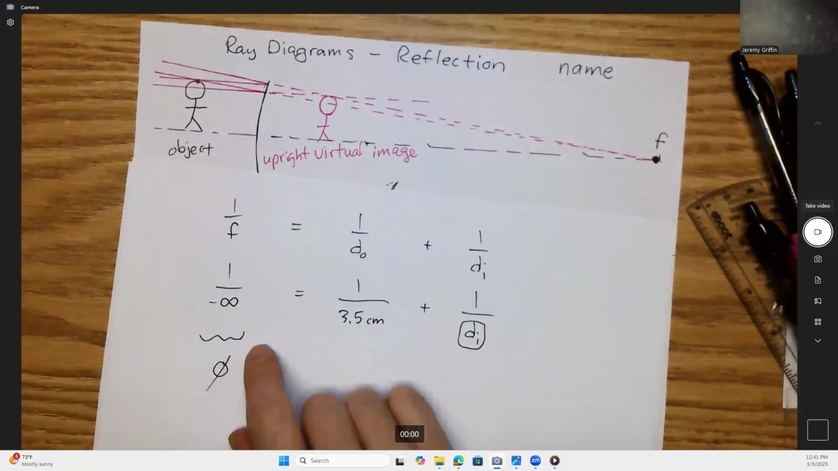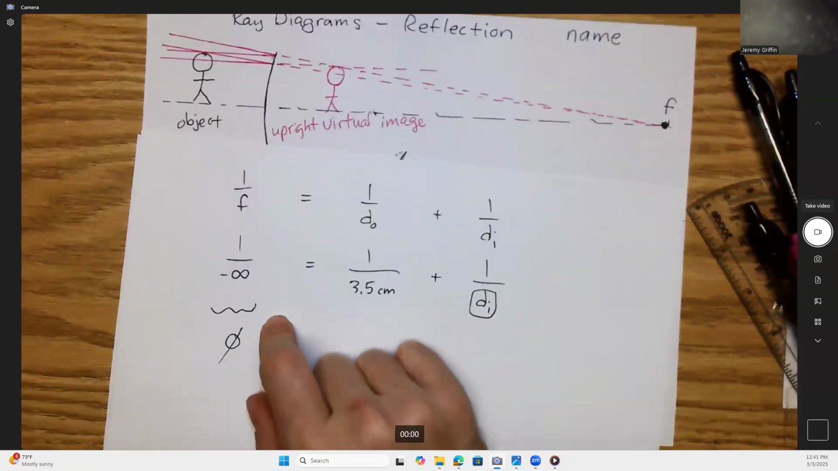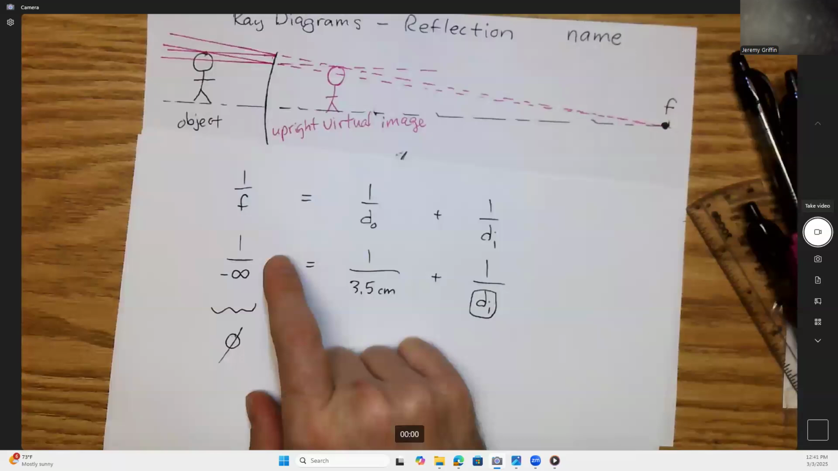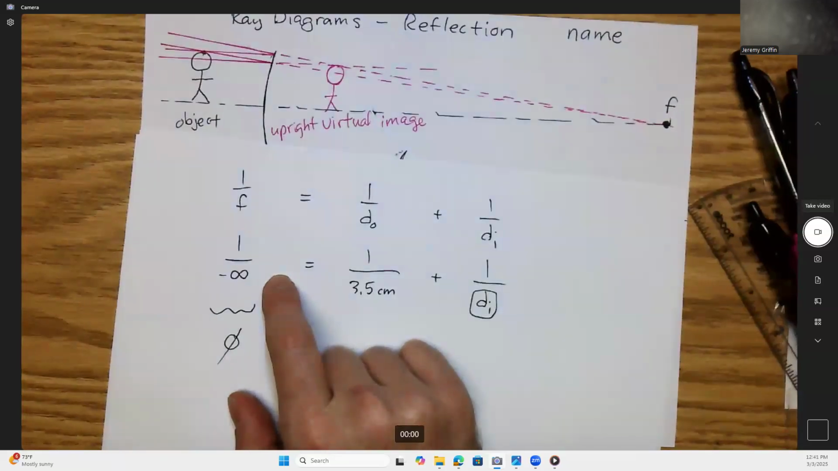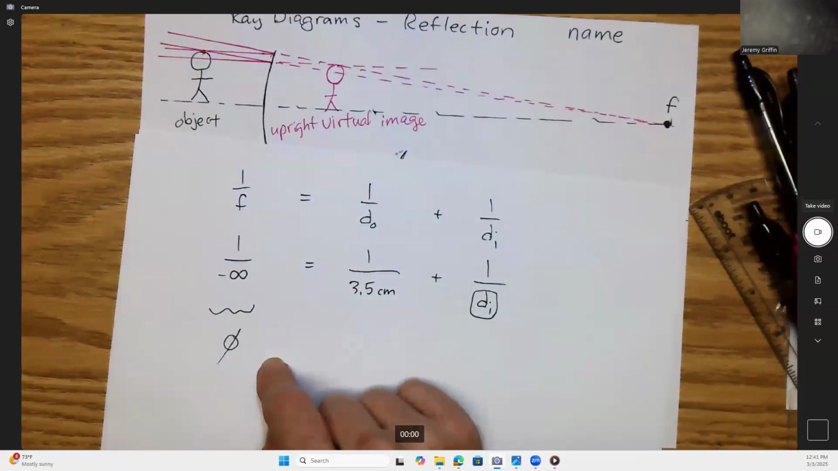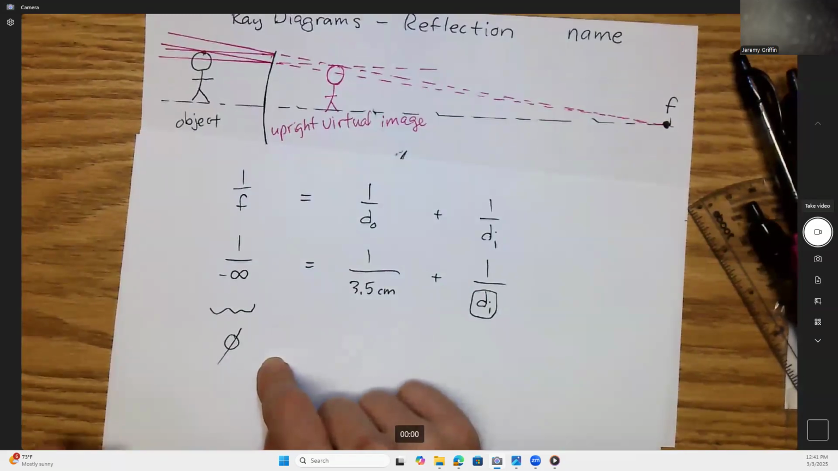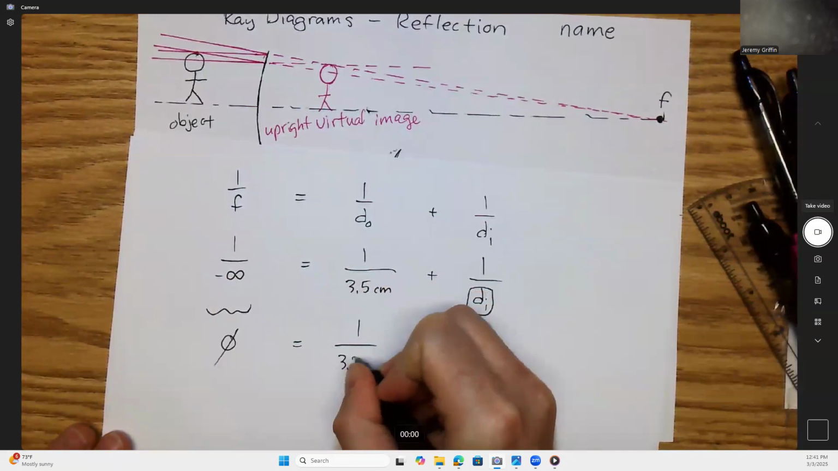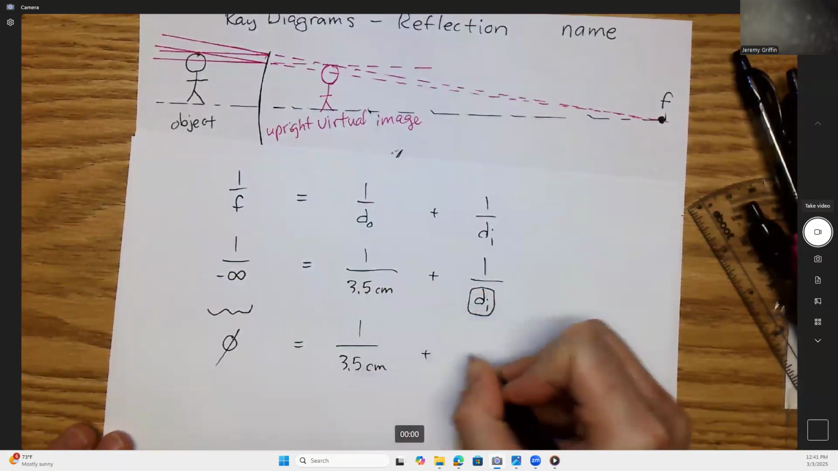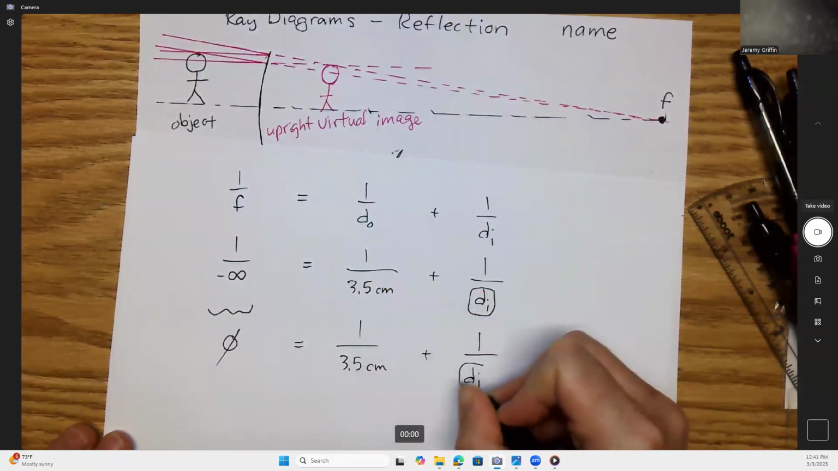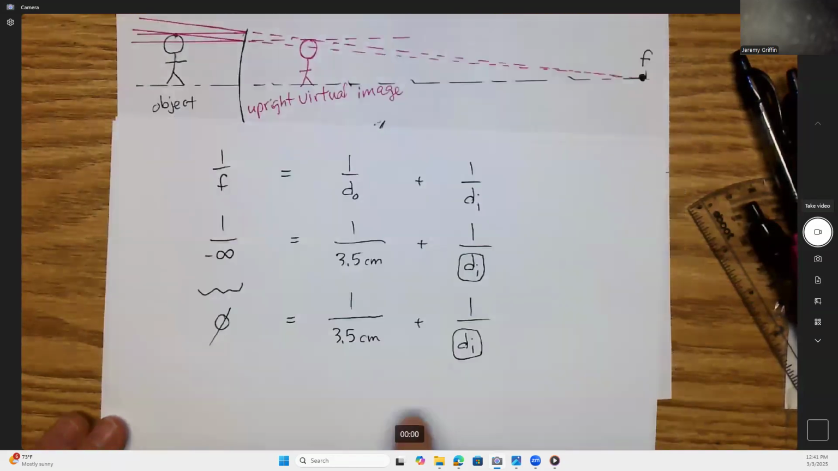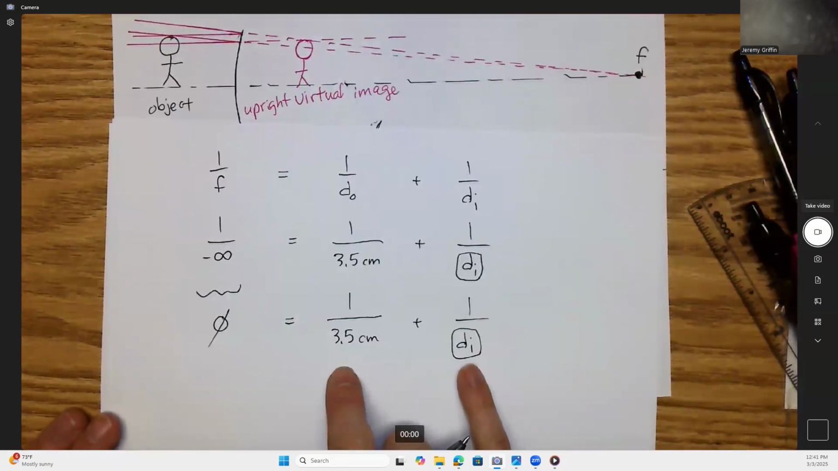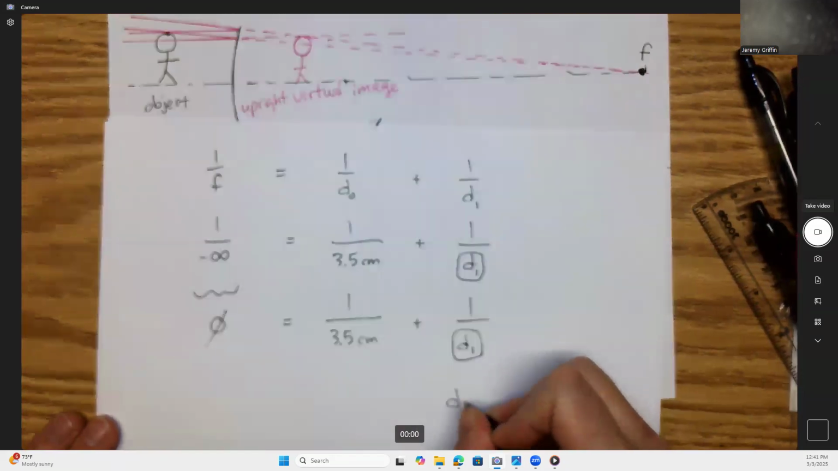Okay. Here's another way to ask the same question. Suppose you buy a lottery ticket one day and you have a 1 in 20 million chance of winning. Isn't your chance of winning basically 0? Right? Even if you include the negative, 0 is still 0. So 1 over 3.5 centimeters plus 1 over distance image. Okay. Now you can do a few more algebra steps, but you can probably see by symmetry what the answer is going to be. Guess what the answer to this is going to be?